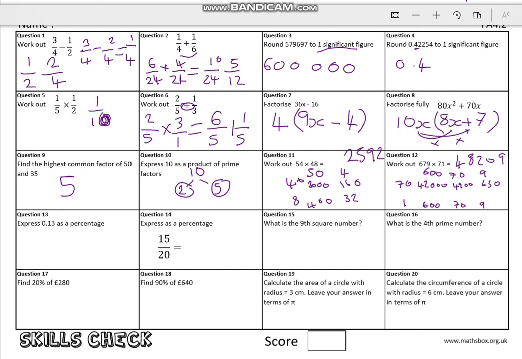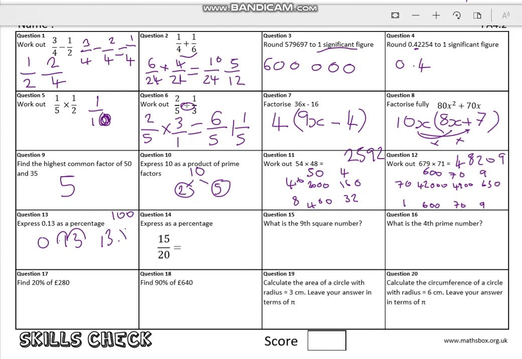So now we want to express 0.13 as a percentage. Now a percentage is out of 100, so all we have to do is times that by 100. So we've got 0.13, times it by 100, you move your decimal point twice because that's for 100, so the answer would be 13%.